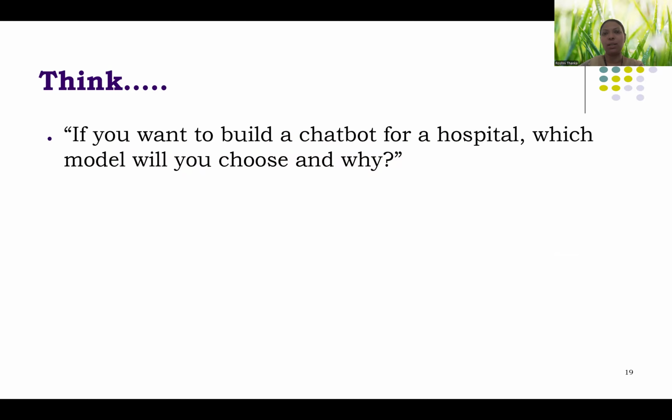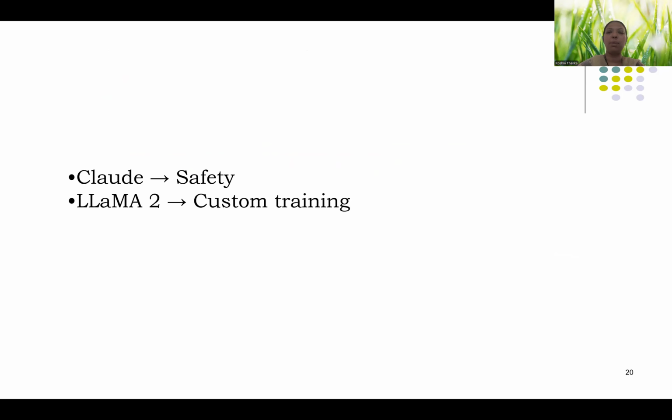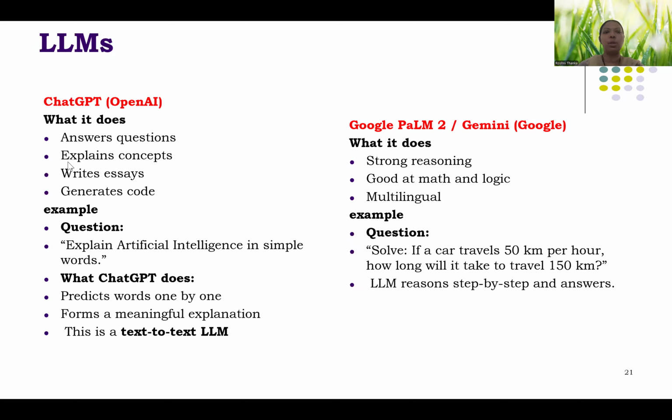So you can think about it some based on the discussion we have made. Claude means you can think safety, Llama means you can customize. So here is a short summary of all the models. GPT means it is a general model. It can answer any questions, explain the concept, and give a general answer. But if you go for PaLM, it is good at multilingual. So here is an example for that.